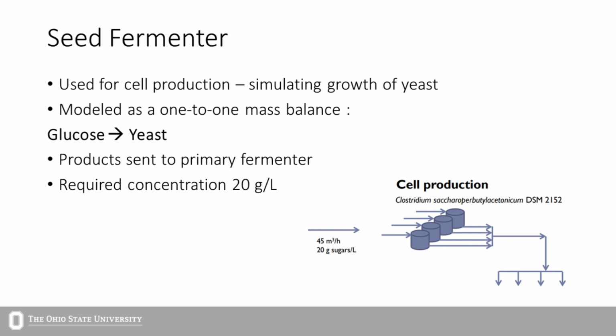More correctly, the bacteria feed off sugars and media to grow, but we will input this process into our seed fermenter as glucose goes to yeast. You will have to either add or modify yeast as a component, and I recommend assigning it a molecular weight equivalent to that of glucose. Once the reaction is complete, you will be sending the product, yeast plus water, to the primary fermenter.